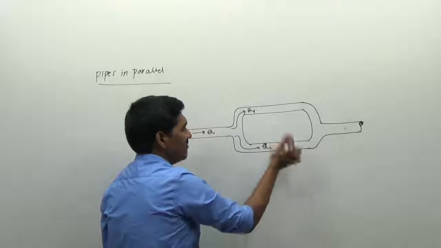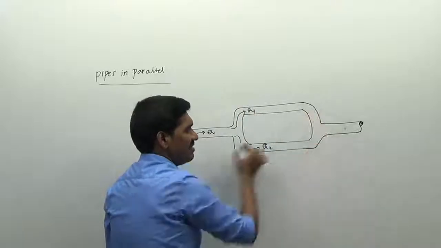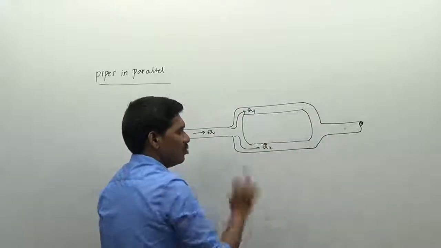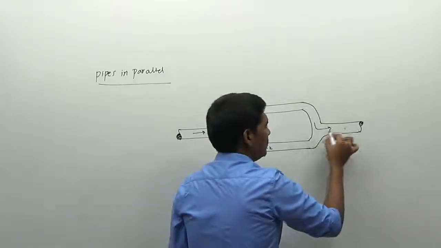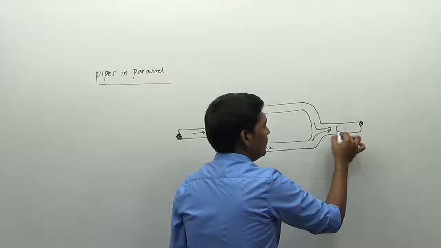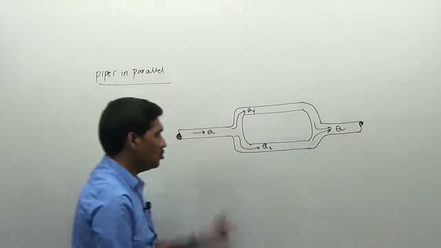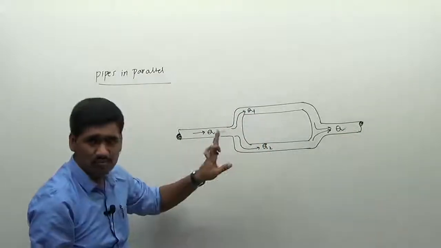So this is having the same length L1 and then L2 here. So Q1 and then Q2 are the discharges. So at the time of leaving, again the discharge will be equal to Q here. So Q is always equal to Q1 plus Q2.